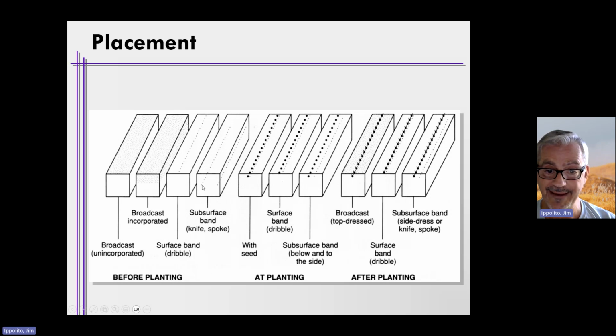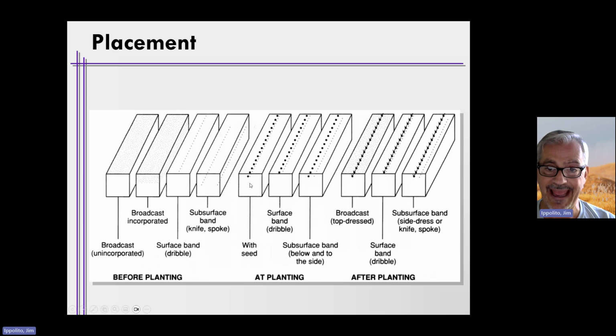You can subsurface band it. I'm sorry, this says surface banding. I misspoke. So you can surface band it. So you can just dribble the potassium fertilizer on the soil surface. This would be for, say, liquid fertilizer application. I can't see any reason why a producer would apply it like this with a solid fertilizer, even in no-till. I don't see that happening. With solid or liquid fertilizer, you could subsurface band. So you can knife it in a band before planting.